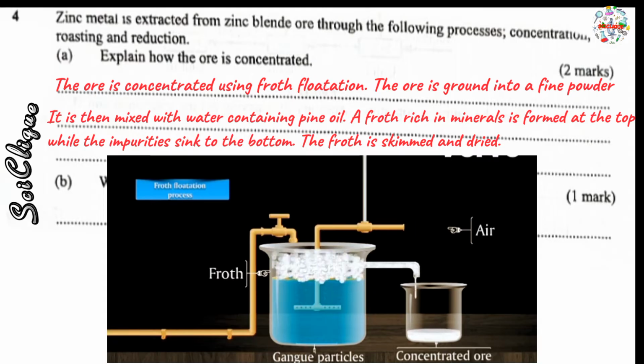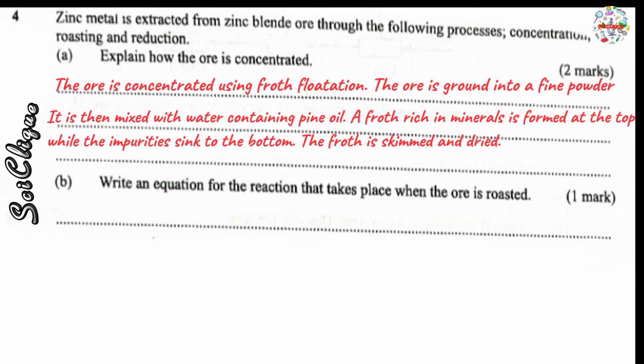At this point, you have concentrated the ore by removing as many impurities as possible. Part B. Write an equation for the reaction that takes place when the ore is roasted. Now remember, I told you that zinc blende is simply zinc sulfide.